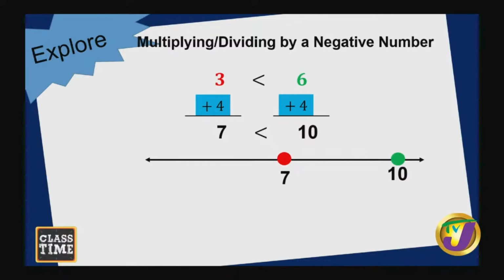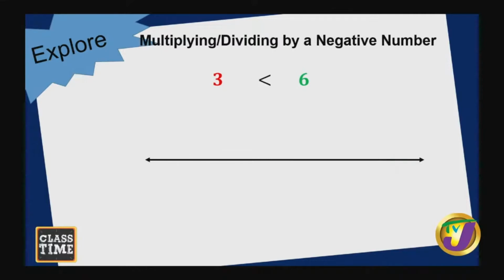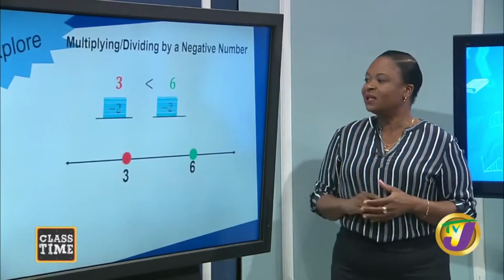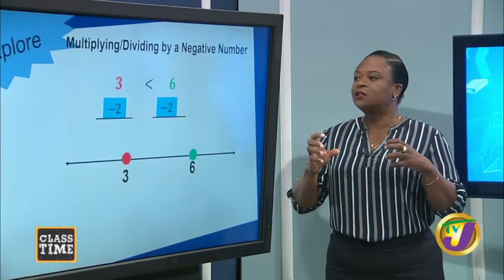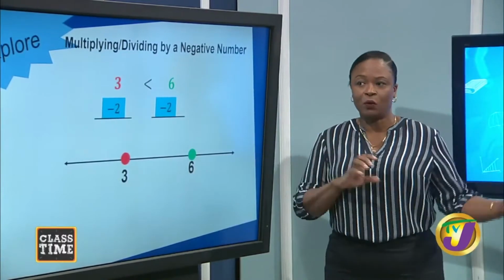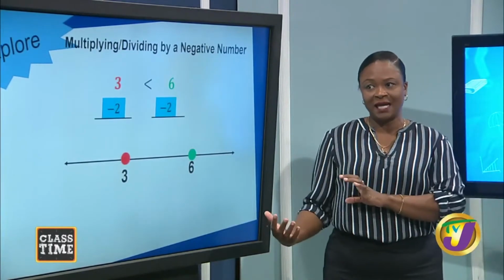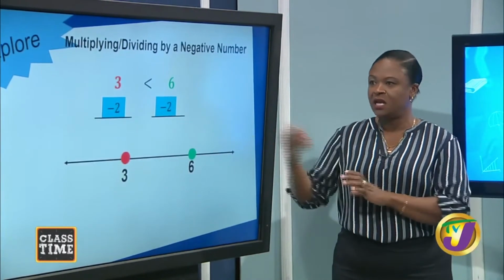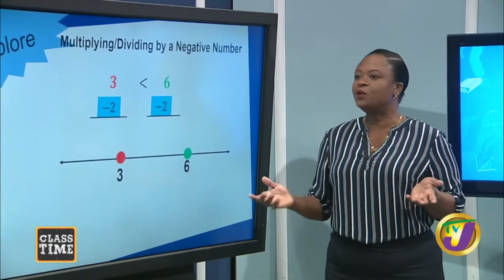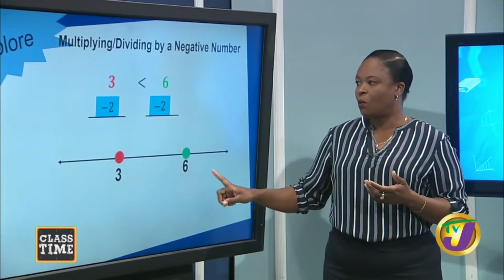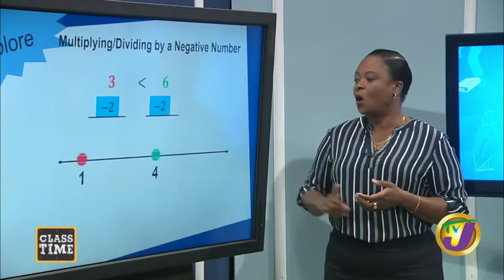Again, representing the 3 is less than 6 on the open number line, what if we were to subtract 2 from both sides, both the left-hand side and the right-hand side of the inequality? Of course, our answers would now become 1 and 4.